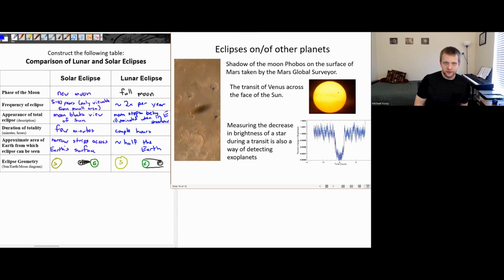So even though we generally talk about eclipses in terms of solar and lunar eclipses on the Earth, there are a bunch of other ways that eclipses are used in astronomy to study different kinds of physical systems. So we'll call that good for now.